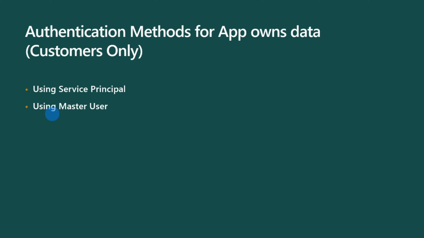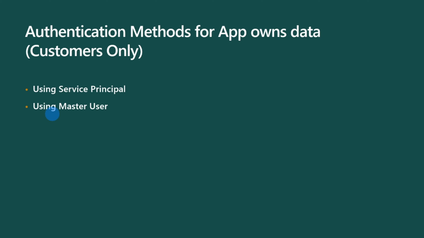Now, what do we mean by service principal and what do we mean by master user? You will get more idea about that in the next session, but let me just give you an overview. Let's say you want to embed your Power BI report into your custom application using the app-owned data concept. If you are using service principal, then your registered Power BI application will be authenticated using your service principal. Meaning, you don't need to provide any username and password to authenticate that app. Basically, you just need to use the app's service principal, so your app will be authenticated and the report will be rendered into your page.